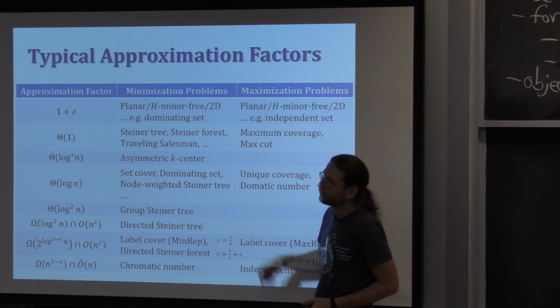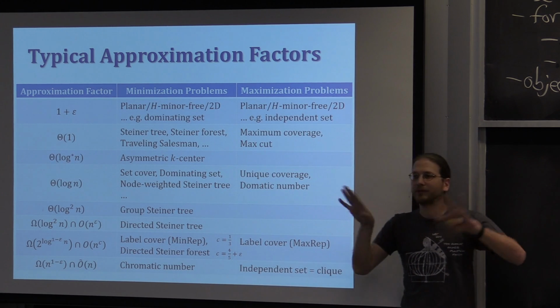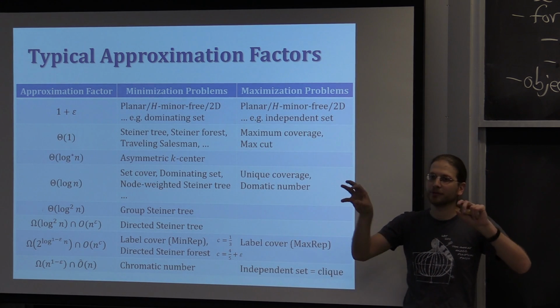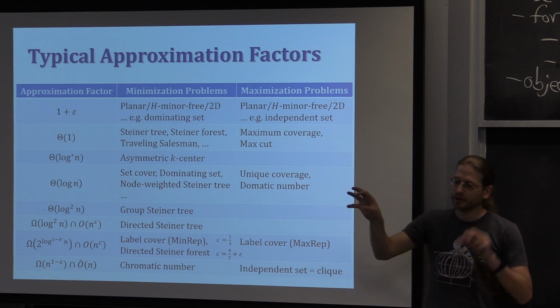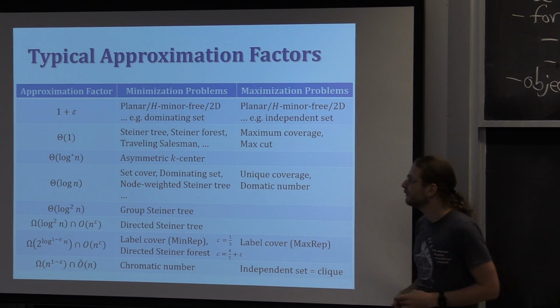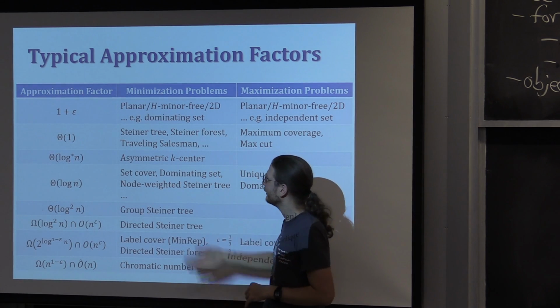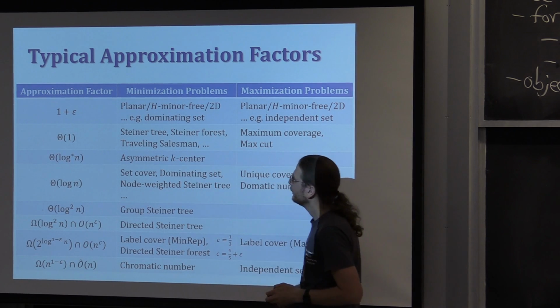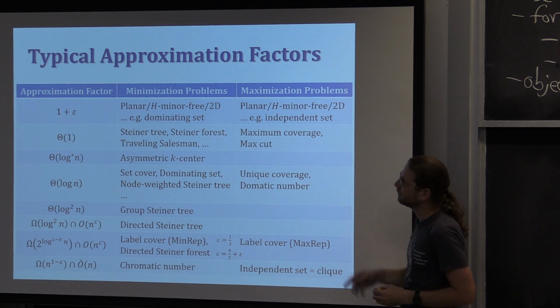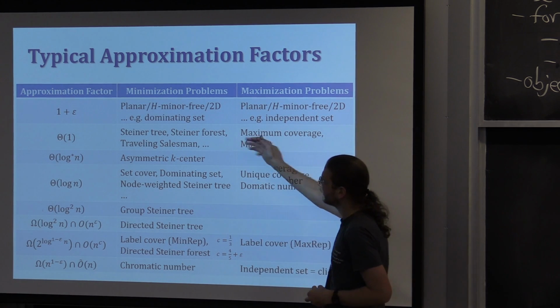Steiner forest is almost the same. Instead of giving vertices that all have to connect to each other, you say which pairs of vertices need to connect to each other. This guy and this guy and this guy and this guy. This is a generalization, in the case where you want to connect them in a clique pattern, that's Steiner tree, but Steiner forest has the same approximability up to constant factors.